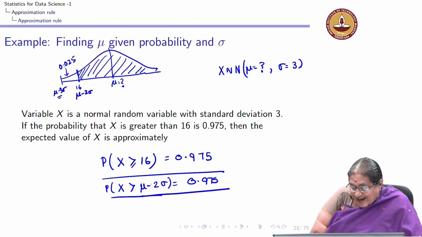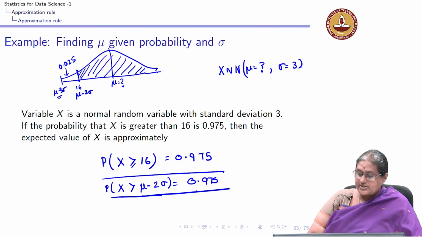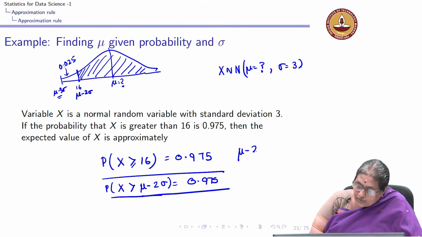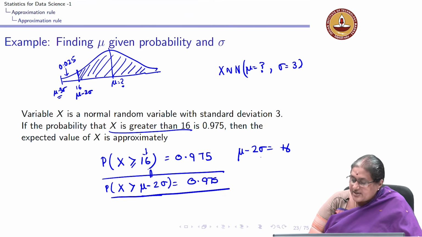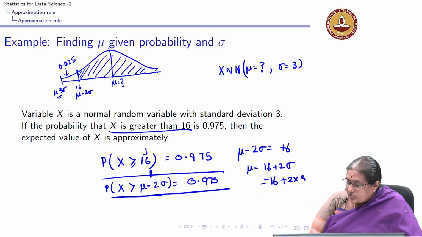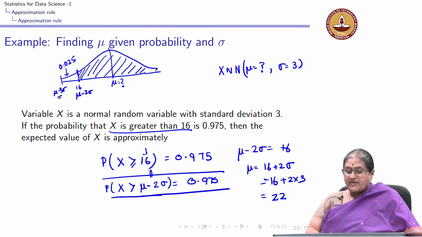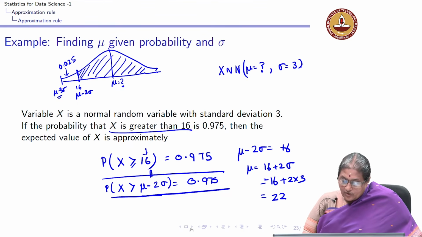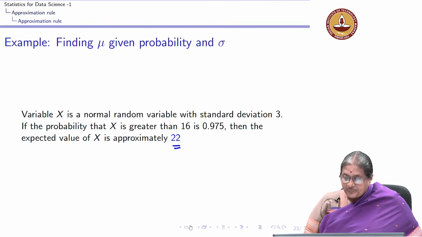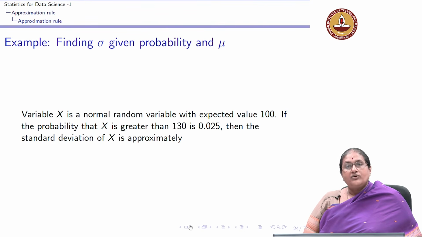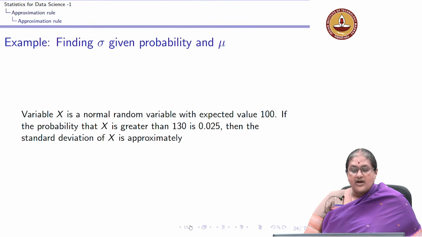So, the probability that x is greater than mu minus 2 sigma is 0.975. I know mu minus 2 sigma is 16, because the probability that x is greater than 16 is 0.975. So, I equate these two. Mu equals 16 plus 2 sigma, where sigma is given to be 3, so 16 plus 2 into 3, which tells me that the expected value of x is approximately 22. So, now we found mu given sigma and the probability.